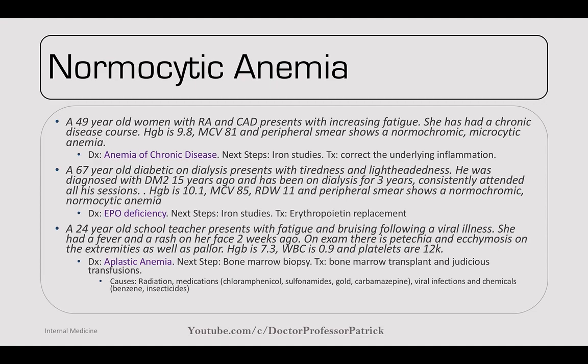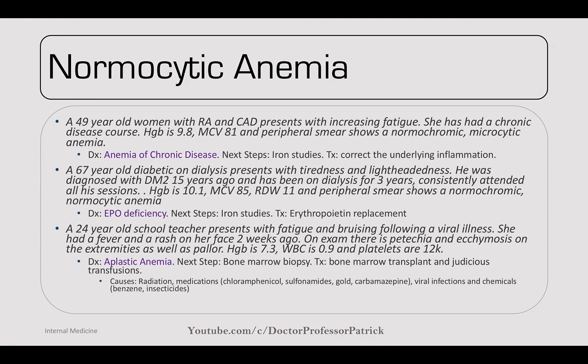Going into the normocytic anemias, we've got a 49-year-old woman with RA and CAD who presents with increasing fatigue. She has a chronic disease course. Her hemoglobin is 9.8, MCV is 81, and her peripheral smear shows a normochromic microcytic anemia. So this can be the anemia of chronic disease. Next best step would be iron studies to differentiate this from iron deficiency anemia.